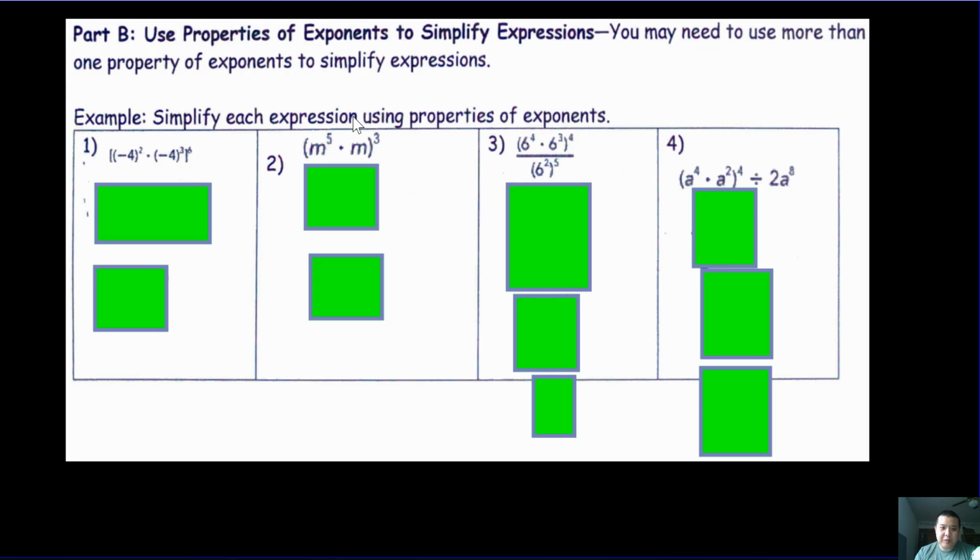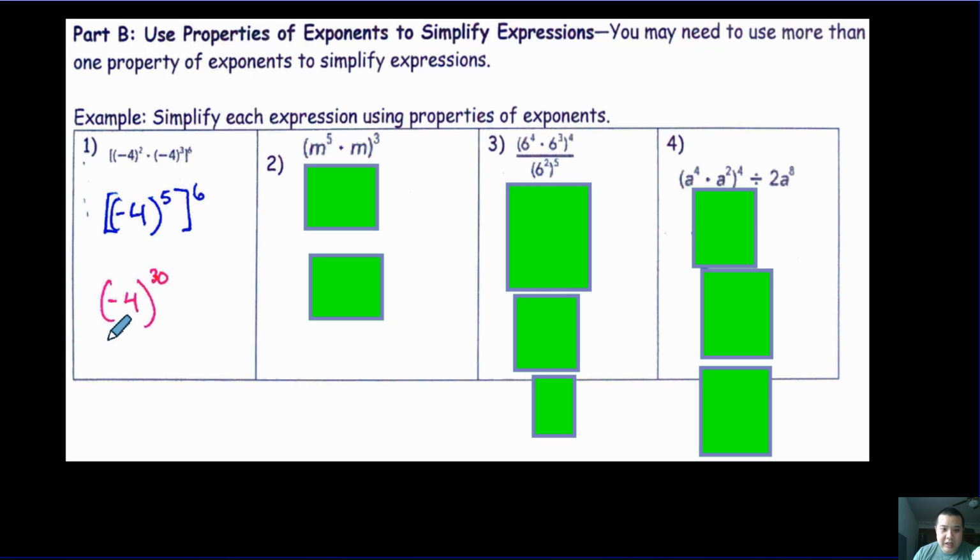Here we're going to have to apply multiple of these properties at the same time. We're going to always do the properties that we can do inside the brackets first if there's brackets, and then inside the parentheses if we can. So here we have negative 4 to the 2nd times negative 4 to the 3rd. That should get us negative 4 to the 5th using the product rule. Then we have 5 to the 6th, which is negative 4 to the 30th. And because we know that this is going to be an even number, or an even exponent with a negative base, we know this is 4 to the 30th.